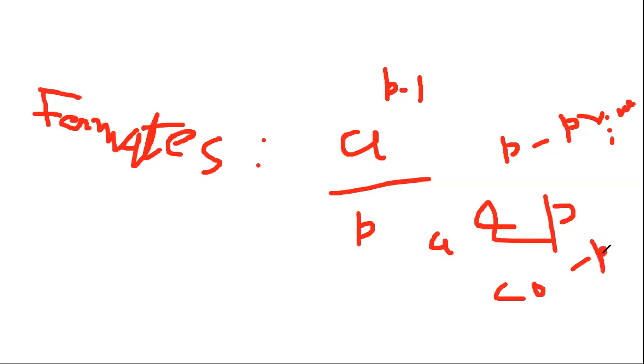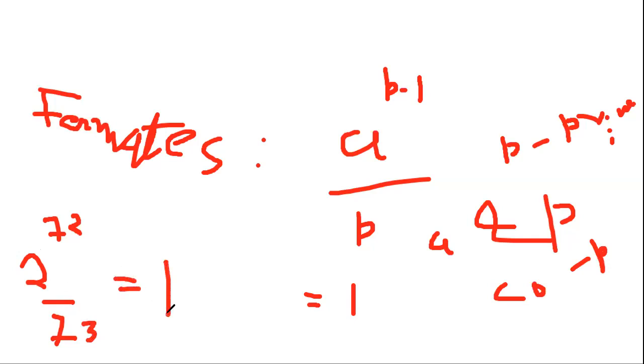If you find thing like this, then remember one thing. If any expression in the form of a to the power p minus 1 upon p, where p is a prime number and a and p both are co-prime, then your remainder will always be 1. For example, 2 to the power 72 divided by 73, right? So this is p minus 1, and 2 and 73 both are co-prime. So no need to solve anything, should know that the answer is 1.